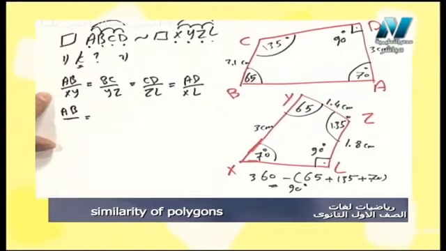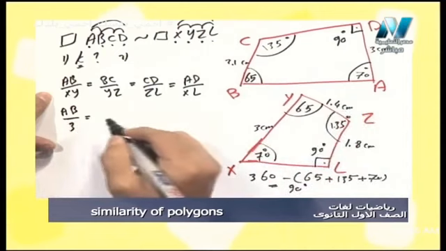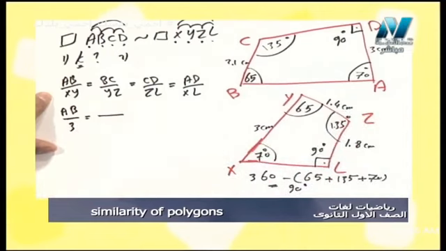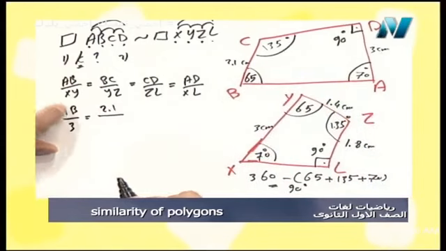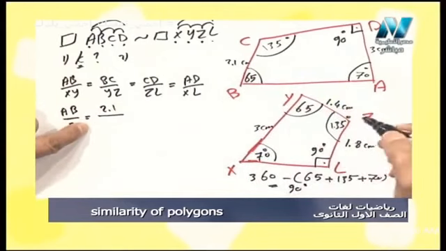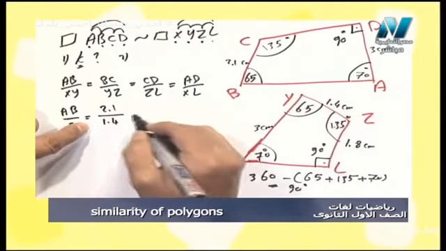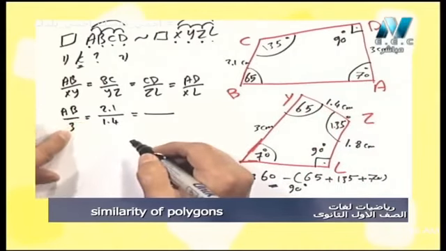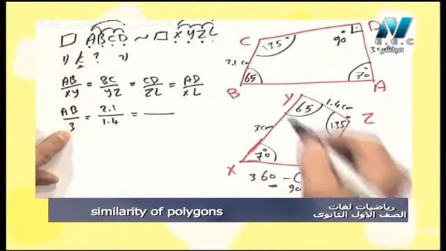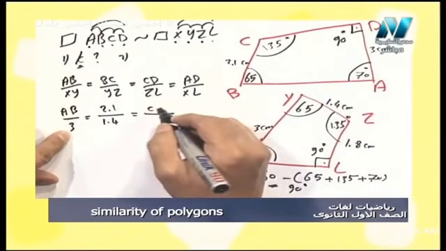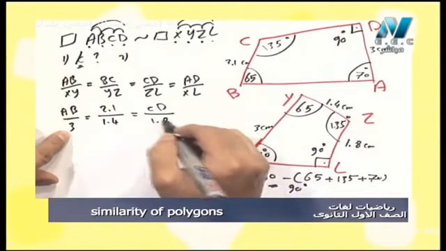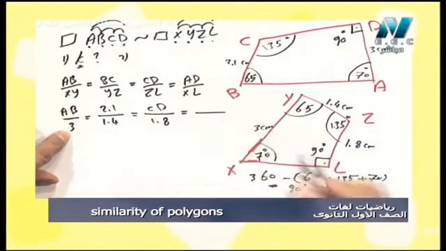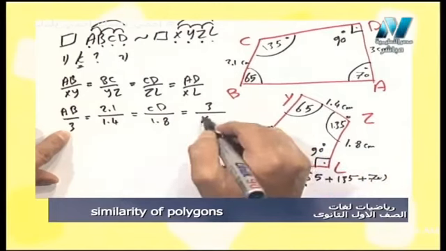XY here is 3 centimeters. What about BC? BC here is 2.1. YZ here is 1.4, equals CD, which we don't know here, and ZL is 1.8. AD is 3, and XL is unknown.